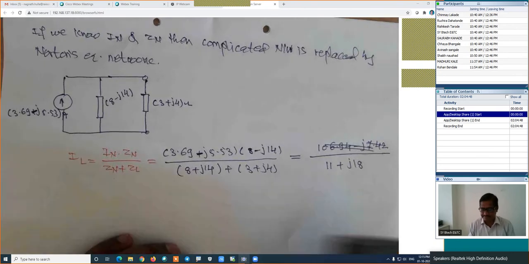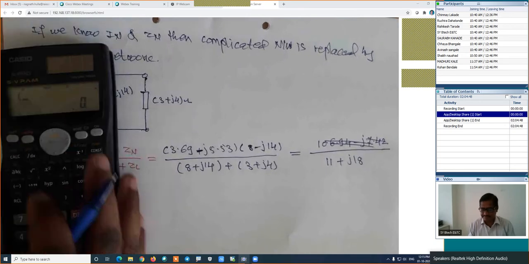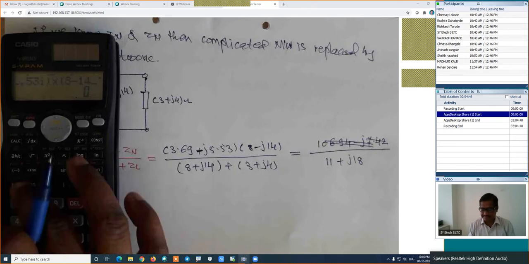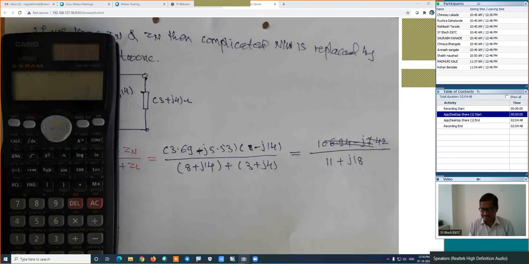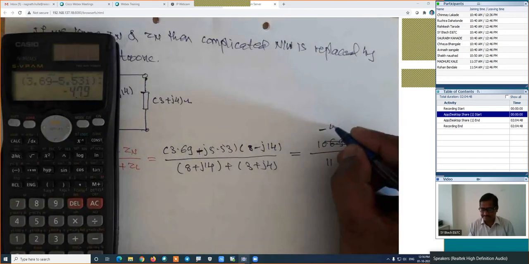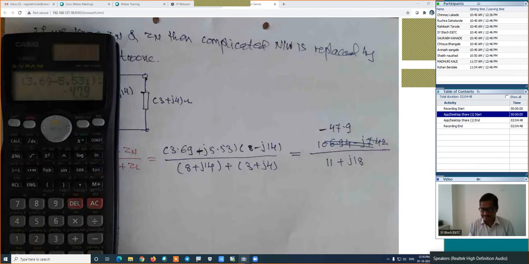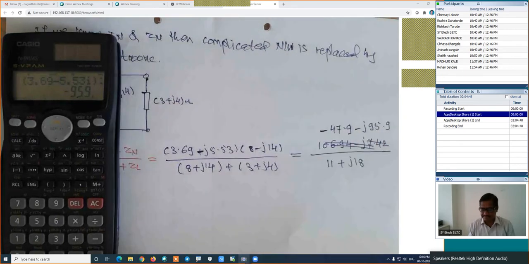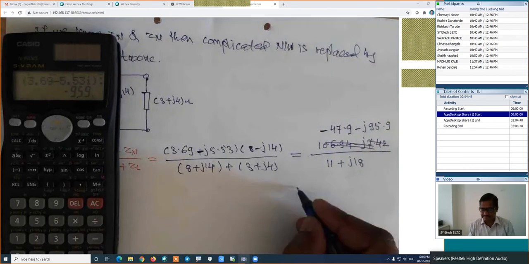I will repeat. Start bracket 3.69 minus 5.53i, close the bracket, into start bracket 8 minus 14i, close the bracket, is equal to. Its real part is minus 47.9. Shift of is equal to, its value is minus j95.9. Now I will work out this division and we will find that value.